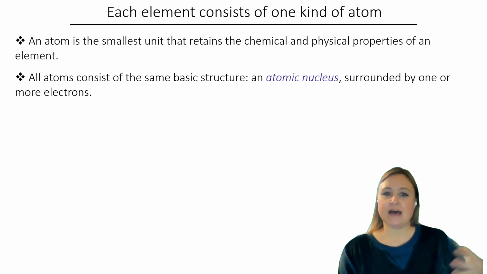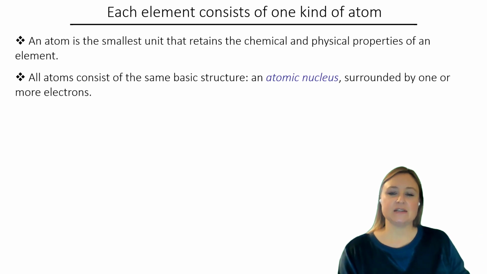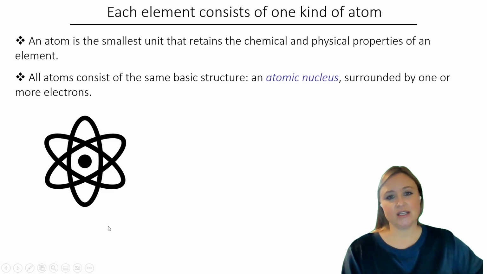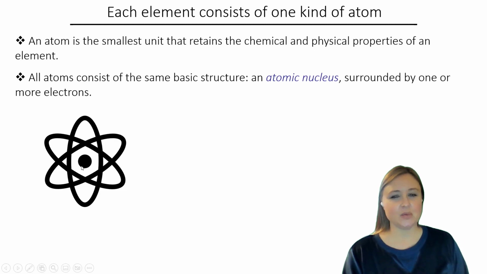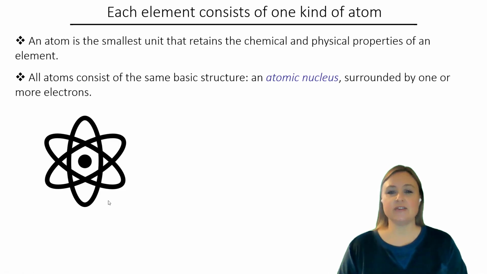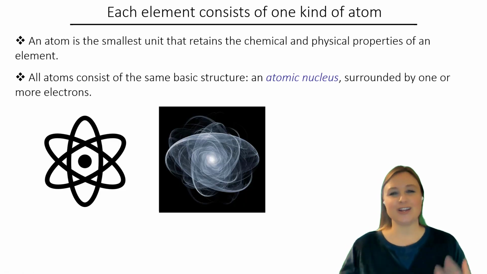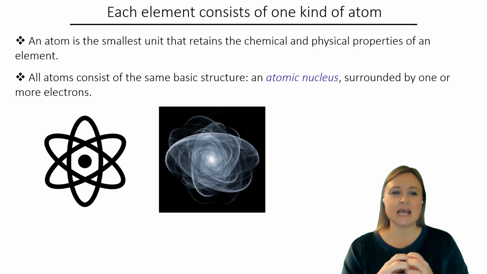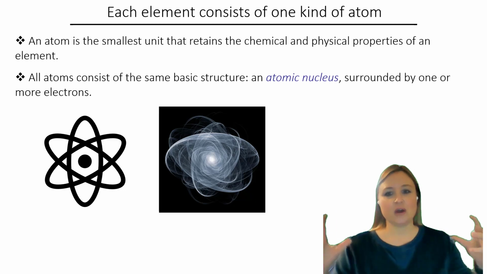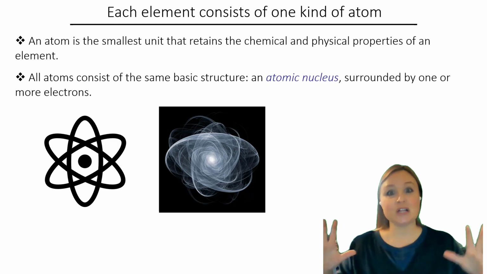Now, all atoms have the same basic structure, which has an atomic nucleus, which is surrounded by one or more electrons. Now, often we see an icon like this to represent an atom, where the atomic nucleus is in the center, and then we have these electrons that circulate around that atomic nucleus. And this is the general structure of an atom, although realistically, it's much more like this, right? Where we have that atomic nucleus, and then these electrons are circulating nearly at the speed of light around that atomic nucleus, sort of forming this cloud around them.